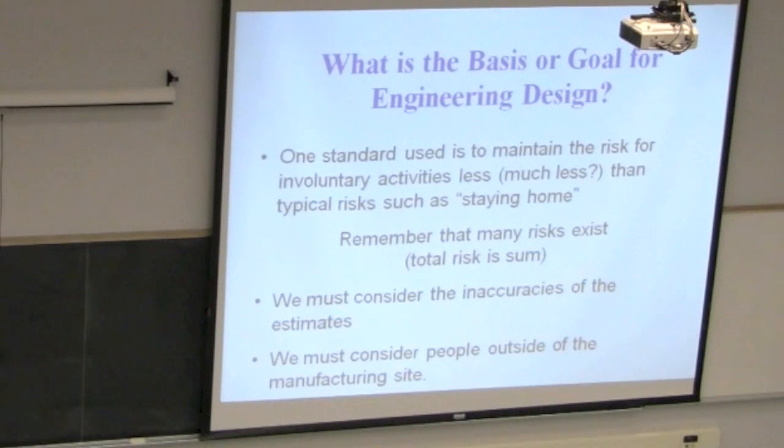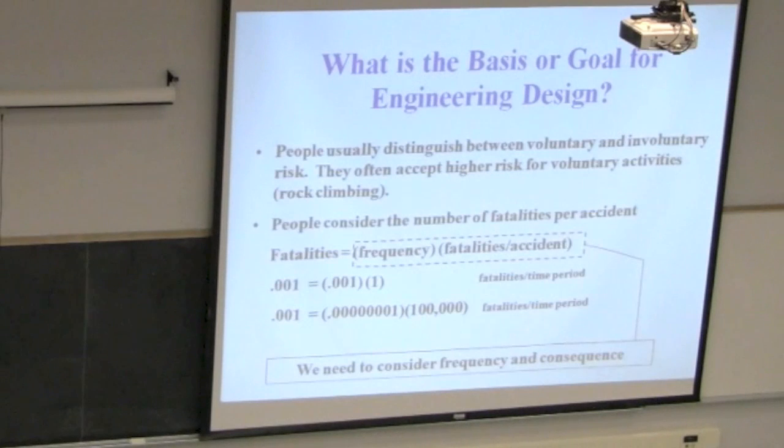Now, another way that people also judge these statistics is to look at voluntary activities versus involuntary activities. So we'll see here, people will often accept higher risk for voluntary activities, so rock climbing or skydiving. These are things that you do out of your own choice, and you accept higher risk for that. So that's important to distinguish. Going to work is not considered a voluntary activity. It's something that you have to be at. So we want lower risk at work. If we're putting ourselves in harm's way, we have to accept that risk ourselves.